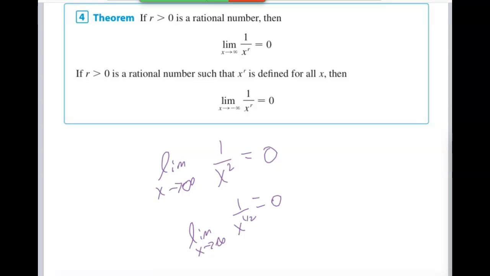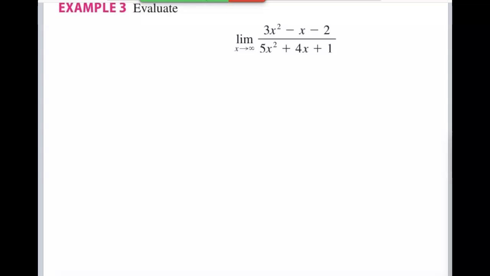So just keep that big picture in mind. We're trying to discern that the numerator is a constant and the denominator is just getting bigger and bigger. The whole thing goes to 0. All right, so let's use that to evaluate this. And this is probably the most important example because I'm going to give you the steps.